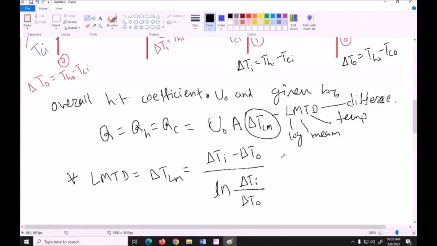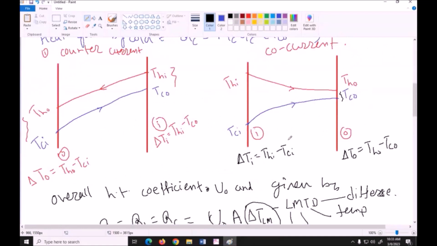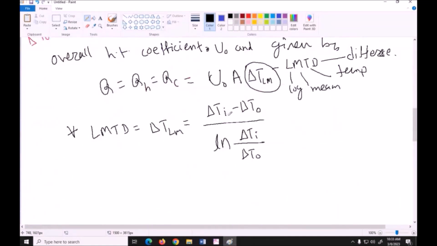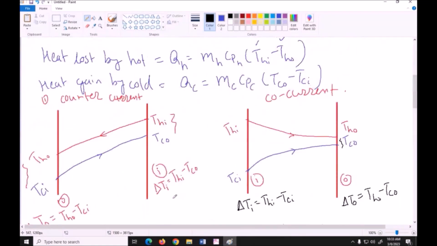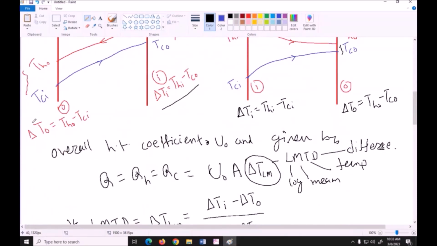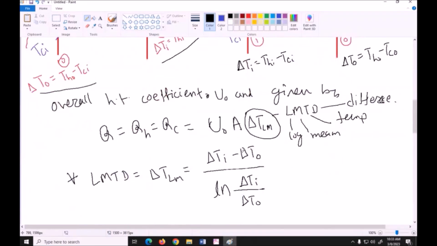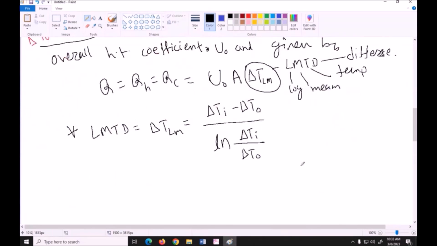So the same formula is used for counter current and co-current, but delta T_i is different. For counter current, delta T_i is T_HI minus T_CO, and delta T_O is this, and for co-current it is different. Everything is the same, all terminology and all formulas are the same, only delta T_i and delta T_O are different for counter current and co-current.